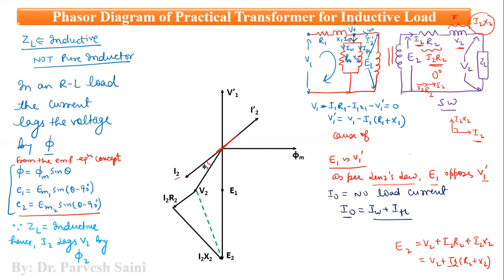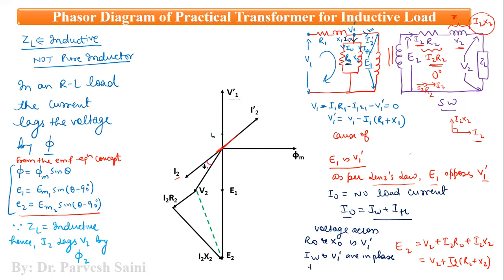So now in this R naught, the voltage across R naught and X naught is V1 dash, right? So current in R naught is IW. So IW and V1 dash are in phase. These two will be in phase. Why are they in phase? Because R naught is a resistance. So let us draw this one. So we have drawn the IW phasor, which is in phase with V1 dash, right?